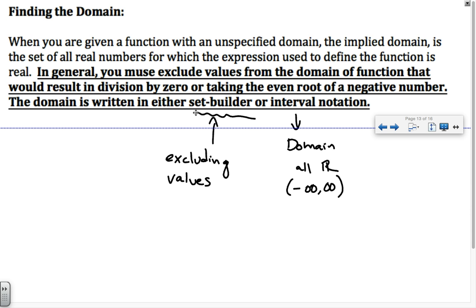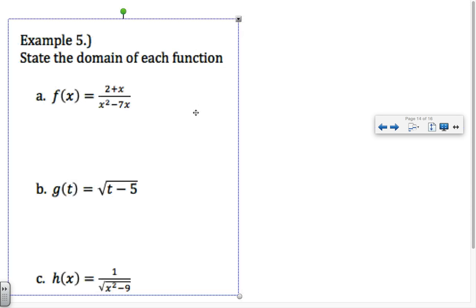So let me demonstrate. Find the domain of each function. If I look at the first function, it says 2 plus x over x squared minus 7x. Since this is a fraction, I don't want to have a 0 in the denominator. So the way that I determine this domain is that I want every number except for everything that makes this 0. So I'm going to take the bottom out of this fraction and set it equal to 0.